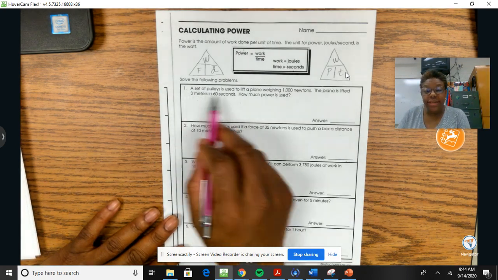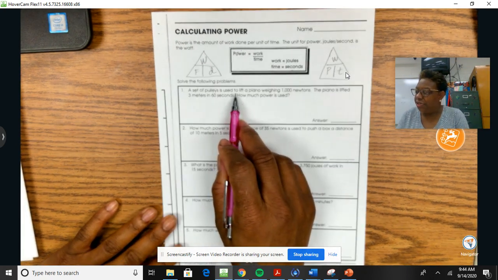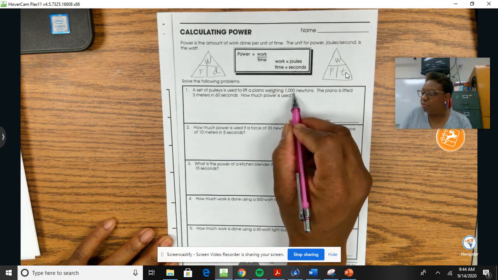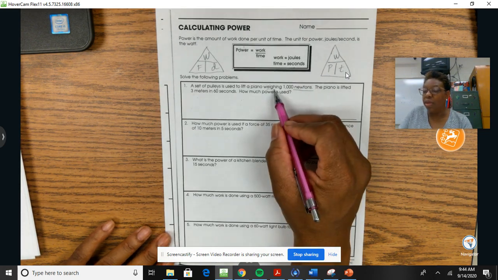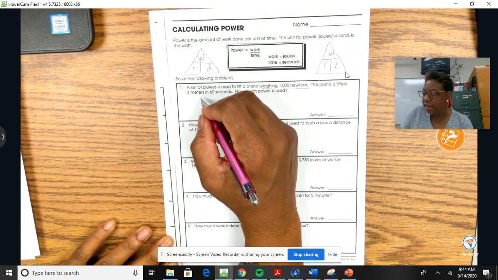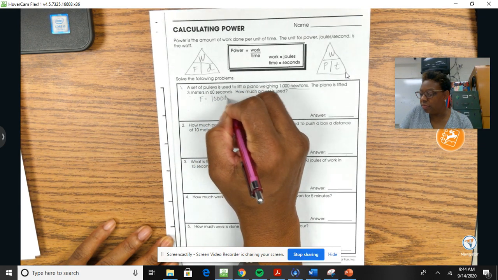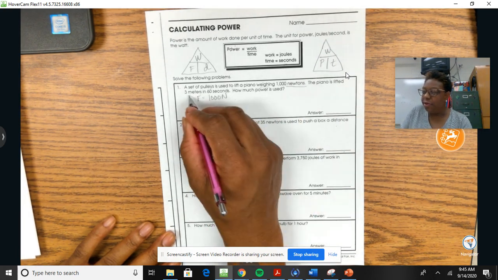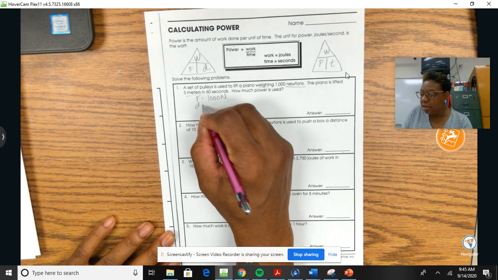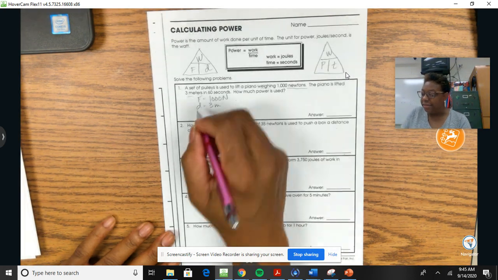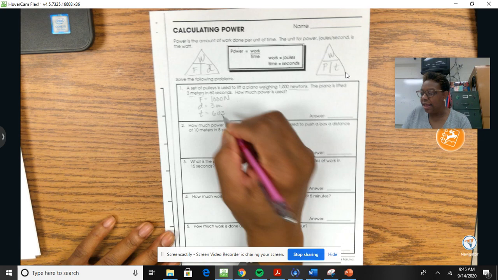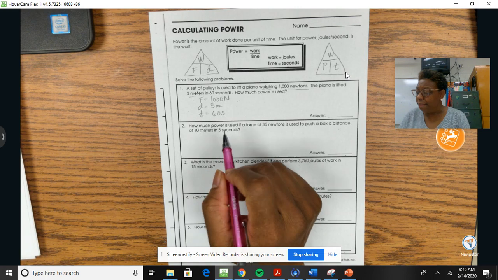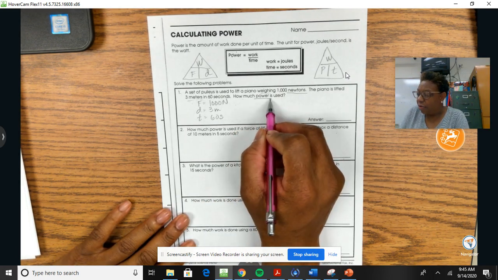Okay, so let's list the variables that are given. A set of pulleys is used to lift a piano weighing 1,000 newtons. So it weighs 1,000 newtons. Even if you didn't recall that weight is a force, newtons tells me that that's a force. The piano is lifted 3 meters. Meters is a distance measurement. So distance is 3 meters. In 60 seconds, seconds is a time unit. So we know we were given force, distance, and time. We're asked to solve for power.